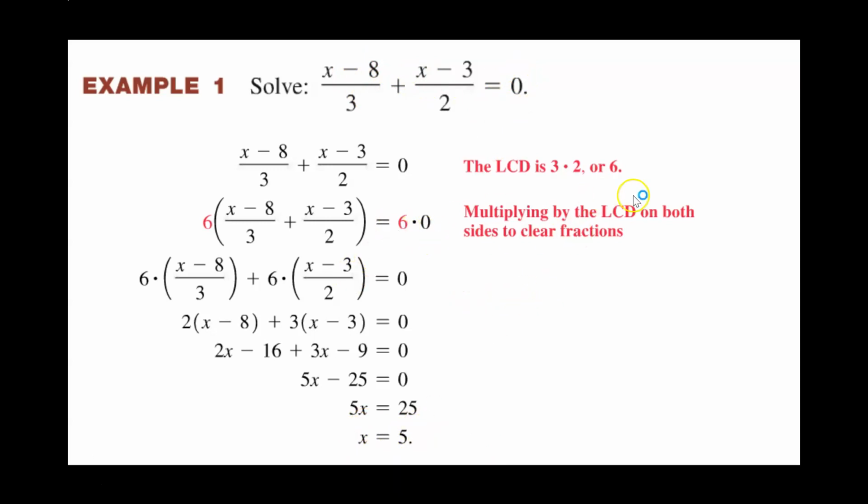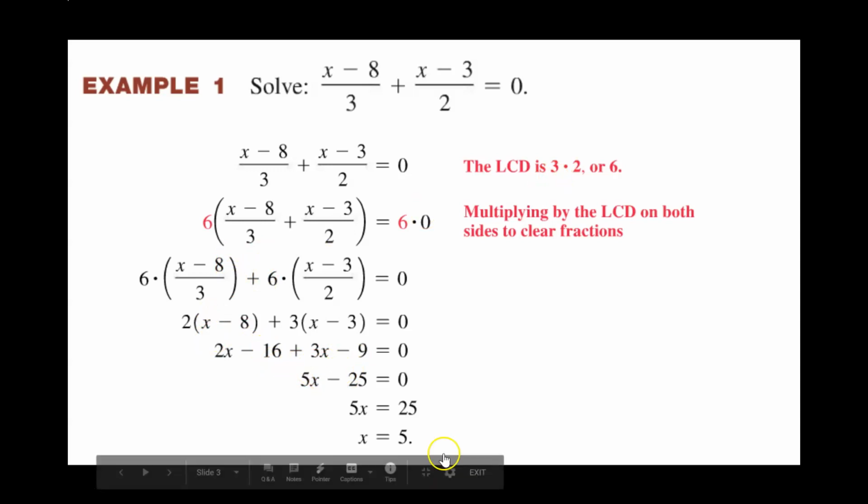So that's one of the ways of doing the LCD: find the LCD, multiply to this side of the equation and this side of the equal sign, simplify, distribute, collect like terms, and then we have the answer to be x equals 5.